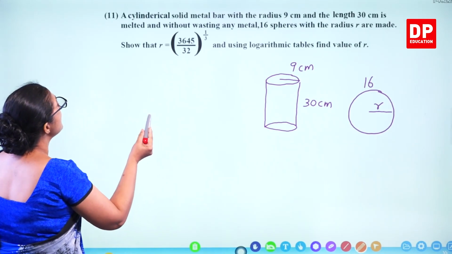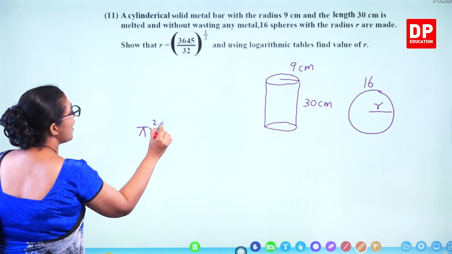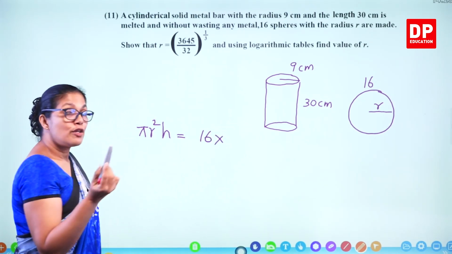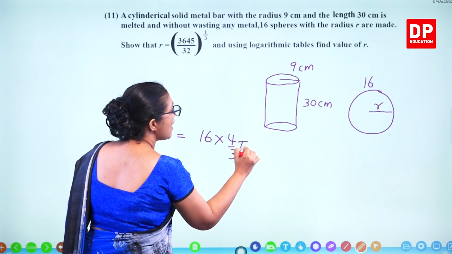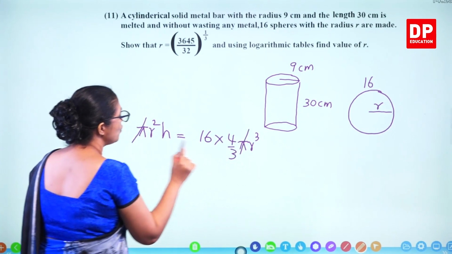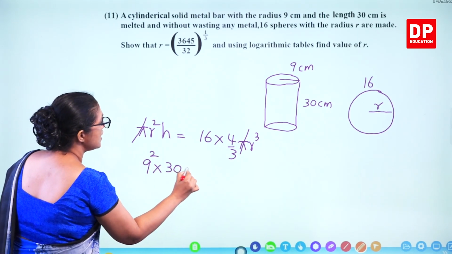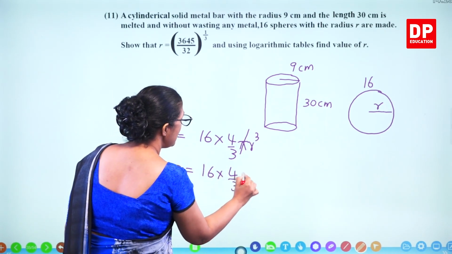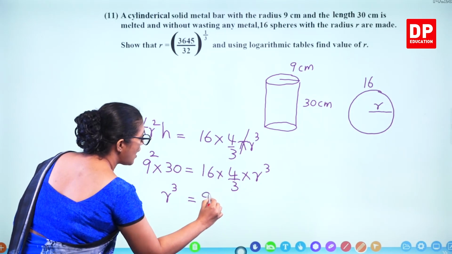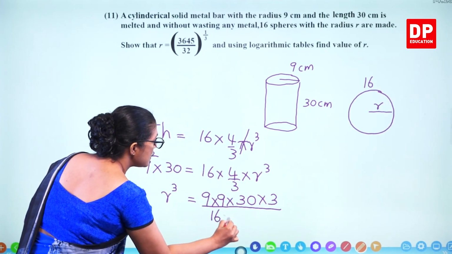So here we can do it. The volume of the cylinder, pi r squared h, is equal to 16 times the volume of a sphere, 4/3 pi r cubed. This r and this R are different. Now we'll substitute. Pi and pi get cancelled out. So 9 squared into 30 is equal to 16 times 4/3 into R cubed. So make R cubed the subject: 9 into 9 and 30 multiplied by 3, divided by 16 and 4.